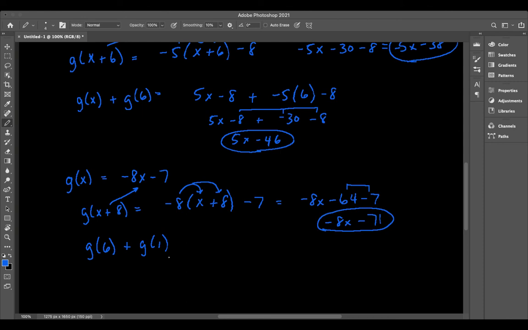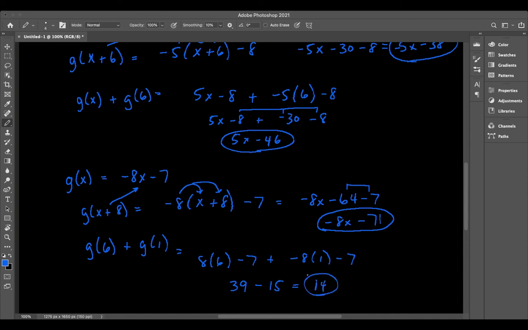Same thing here. Then I just plug in g of 6, so I'm plugging in 6 wherever there's an x. And I'm adding that to g of 1, so negative 8 times 1, and then minus 7. So that's how we work on that one. Negative 48 minus 7 is negative 55. Negative 8 minus 7 is negative 15. So our final answer to that one would be negative 40.